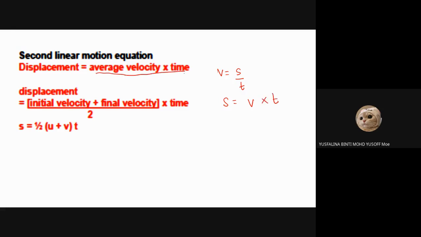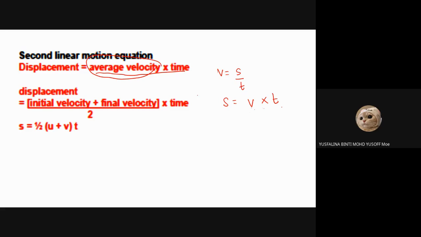V multiplied by t. Since this one is average, the initial velocity has to be added to the final velocity and divided by 2, because you want to find the average. So initial velocity plus final velocity, divided by 2, and then multiplied by time. This is how you get the second one.